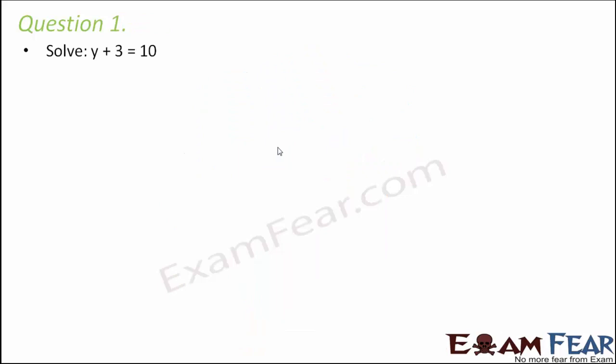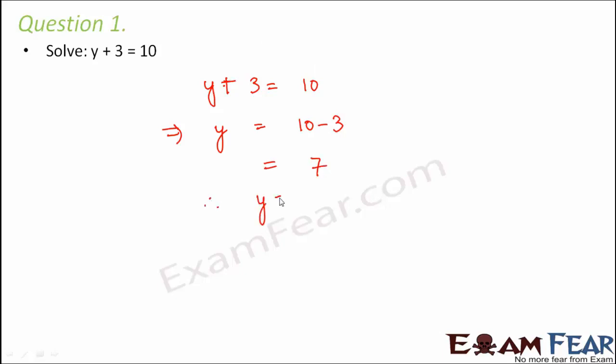Question number 1. Solve y plus 3 is equal to 10. So as I said, our motive always would be to keep the variables on one side. So let's keep y here and let's take my 3 to the other side. So it became minus 3. That is equal to 7. Therefore y is equal to 7.